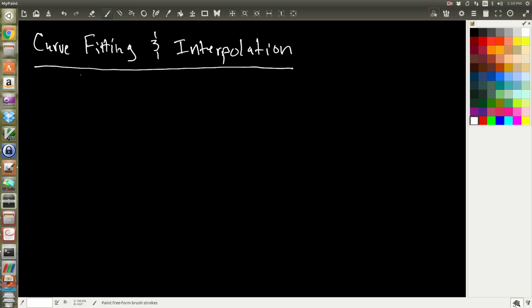Okay, so I'm going to be introducing curve fitting and interpolation in this video, just the general concepts, and then in future videos I'll go into more detail about each of the different concepts. So let's just talk about curve fitting in general. What are we talking about when we're talking about curve fitting?